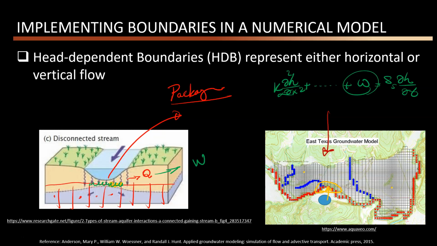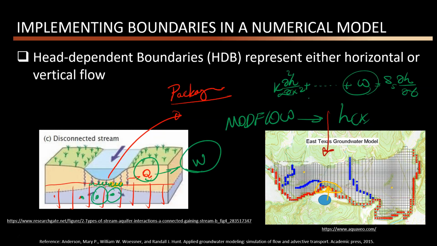The package can calculate the Q here, and once I have the Q, it can convert it to the W and put it in this equation in MODFLOW and pass it to MODFLOW, and MODFLOW solves for the head at these cells. So technically now we give flexibility to these nodes to get updated based on the situation, based on the hydraulic processes.